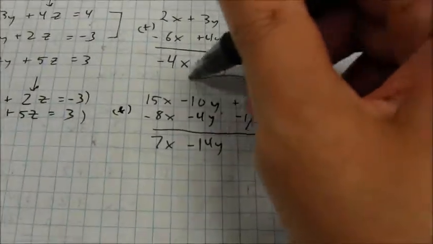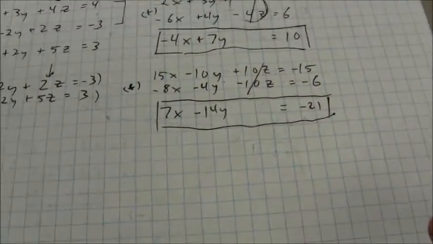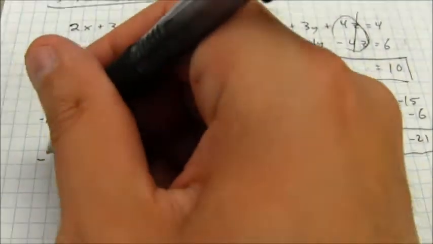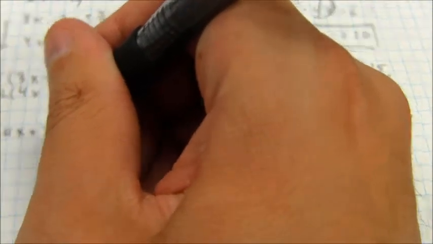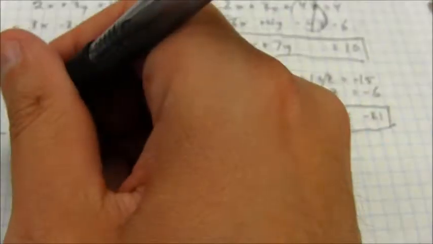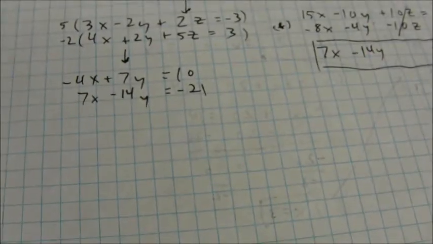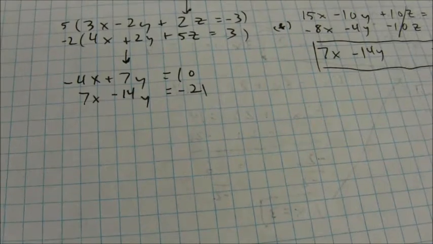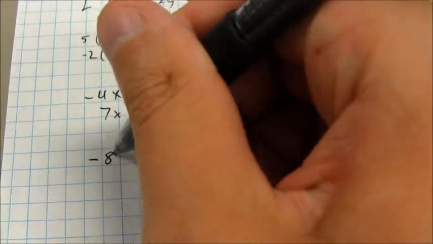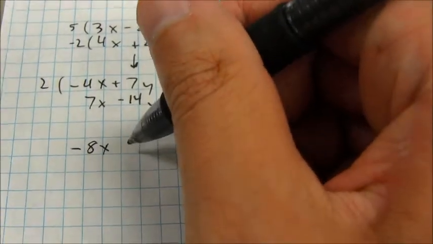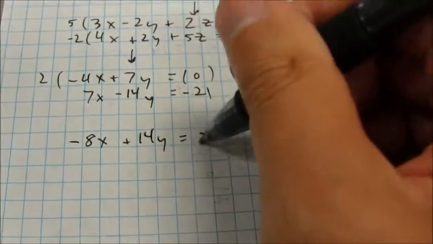Okay, so up here, I have an equation written with only x's and y's. Down here I have the same. Now I can solve that system. So I've got negative 4x plus 7y equals 10 from the top equation. I have 7x minus 14y equals negative 21 from the second equation. Notice if I can multiply that top equation by 2, I'm going to get a positive 14y, and that would cancel the y's. So that's negative 8x, multiplying that top equation by positive 2. That's going to be negative 8x plus 14y equals 20.